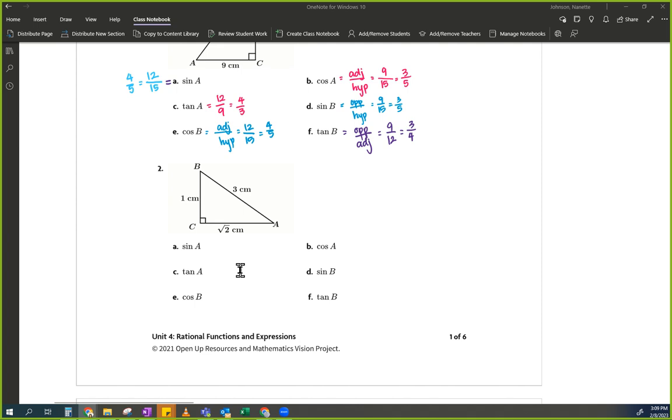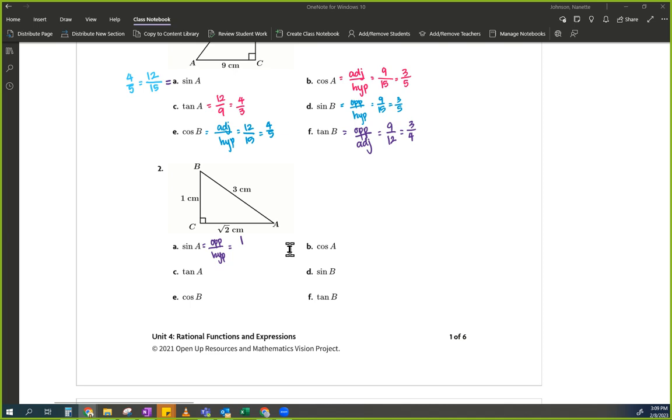Okay, so we're going to work on sine of A. Sine, again, is opposite over hypotenuse, which is equal to what? Whose angle A is opposite? Very good. It's 1. So our answer is 1 centimeter over 3 centimeters. Very good.